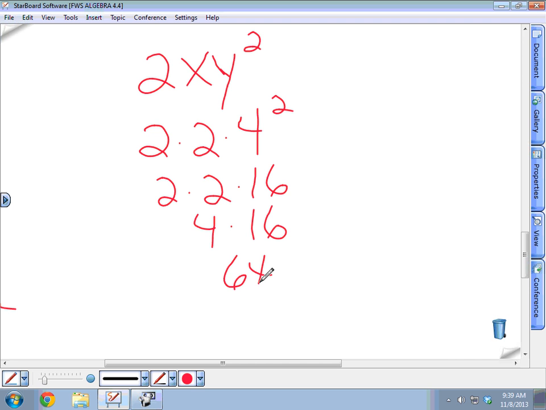Did you get that? What'd you get? No. Okay. You have 2xy squared. x is 2, y is 4. Remember, you've got to do your exponents first before you do anything else. 4 squared is 16. Now you just have a multiplication from right to left. 4 times 16 is 64.